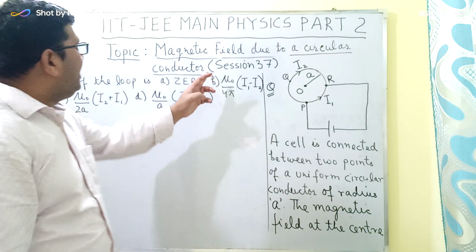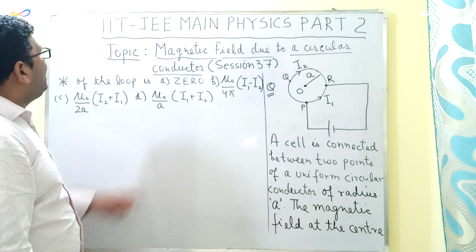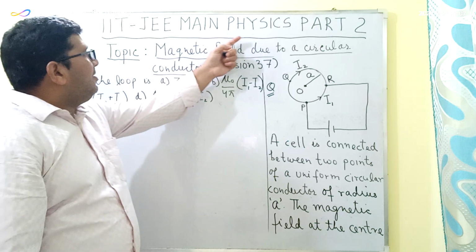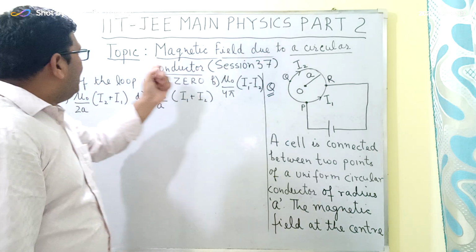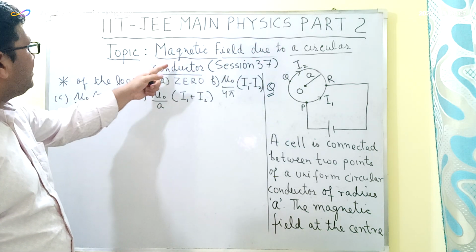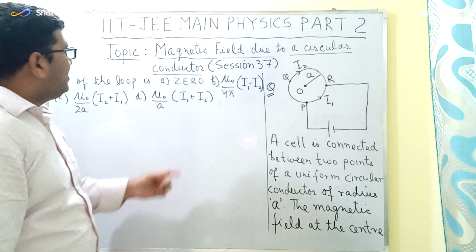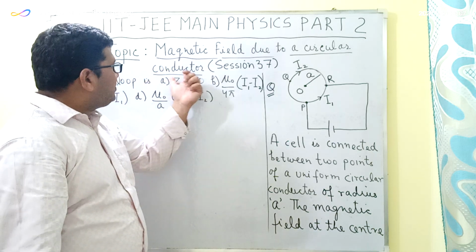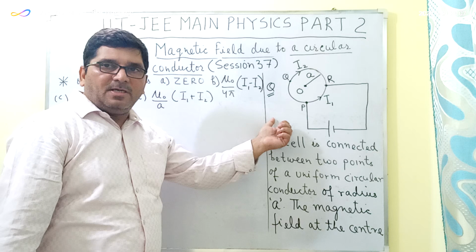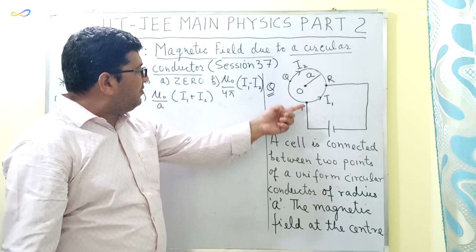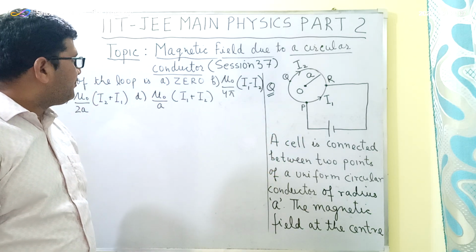Welcome to the Q&A session 37 from the playlist of JEE Main Physics Part 2. The topic for today's session is the magnetic field due to a circular conductor. Based on this topic, I have selected one question for this session, which is written here on this board.